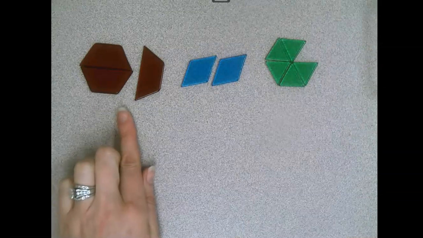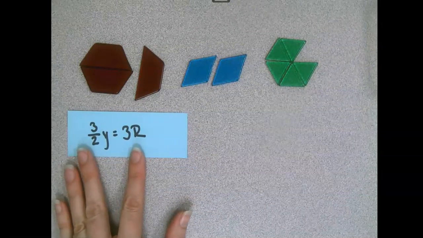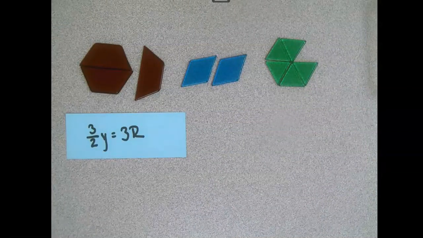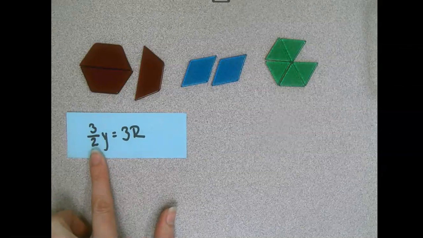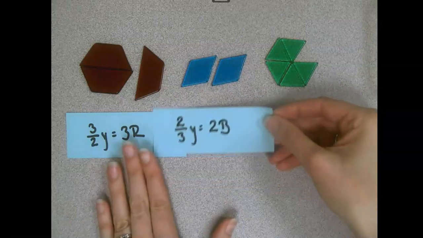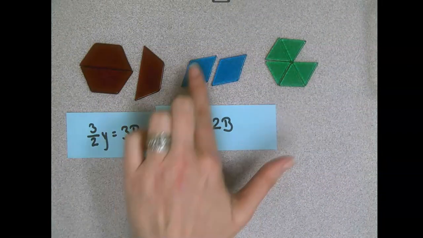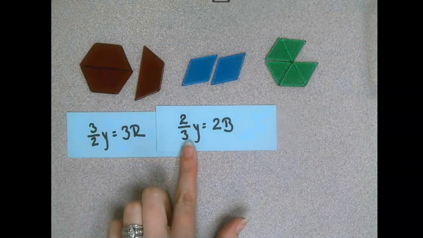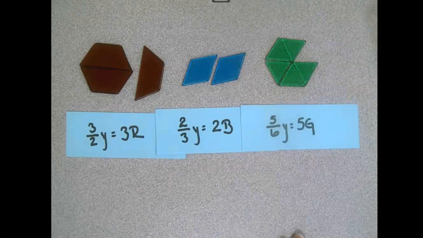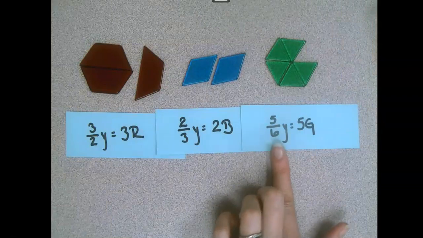So if we had 3/2 y, instead of writing 3/2 y, we would replace that with 3r, because we know that 3 red blocks are needed in order to create 3/2 of y. If we were going to represent 2/3 y, we would call that 2b for 2 blue, because it takes 2 blue blocks to make our 2/3 fraction. And when we look at 5/6 of y, we would represent that with 5g for green, because 5 green blocks are needed in order to make this fractional value.